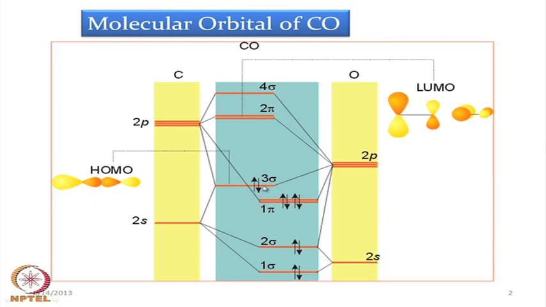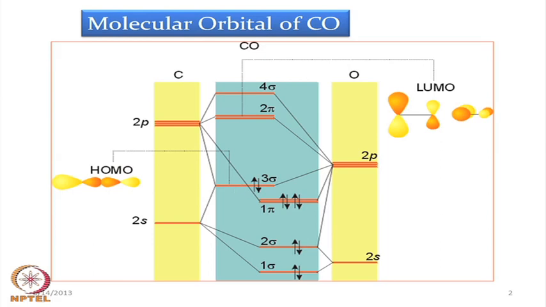So, we have the filled 3 sigma level. This 3 sigma level has some overlap from the s level, but mainly it is formed from the px interaction of the carbon and the oxygen. If we have the corresponding orbitals like this, that means this is the matching orbital from the carbon side as well as from the oxygen side, and this 3 sigma molecular orbital is filled with electrons. The bigger lobe shown here on the carbon side can donate these 2 electrons to the metal ion.